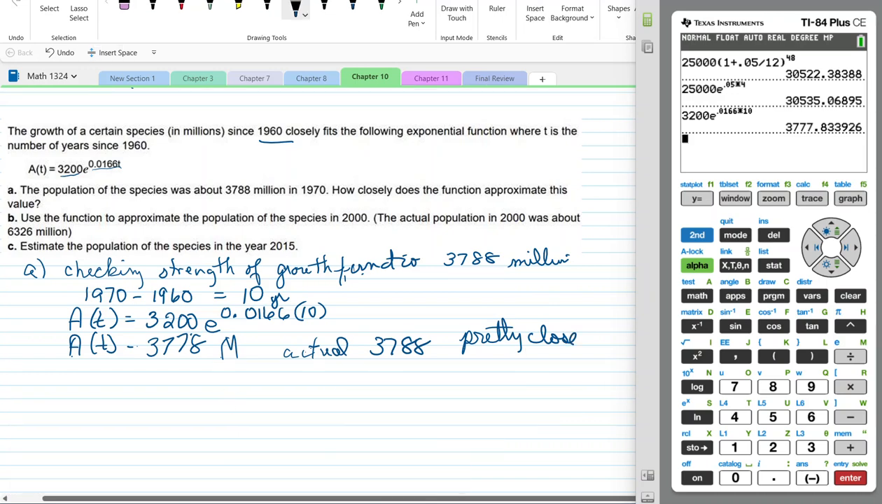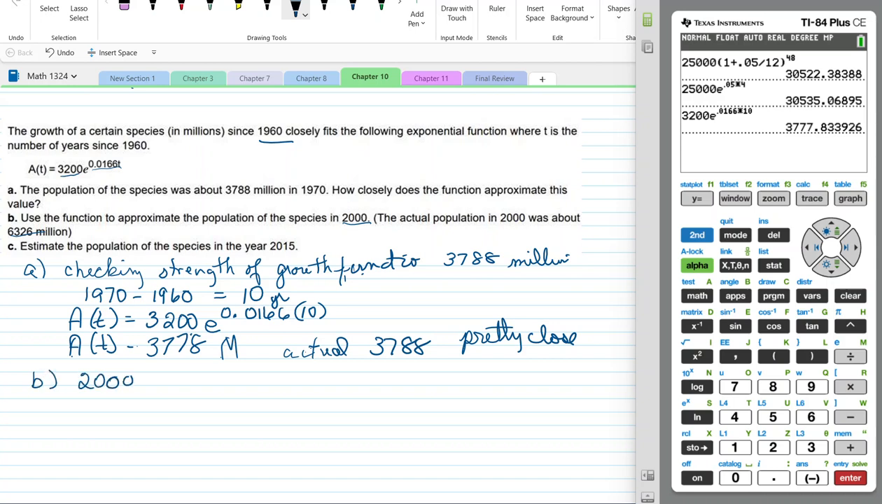They said, use the function to approximate the population of the species in 2000. Okay, now here we have another actual. So we're going to say for the B, 2000 minus the start, 1960. So that looks like 40, doesn't it? And the actual was 6326 million.